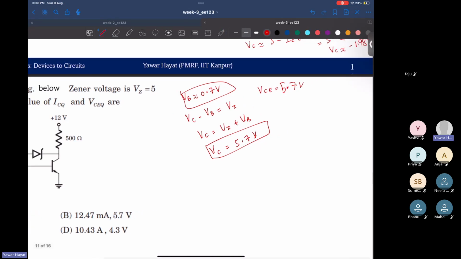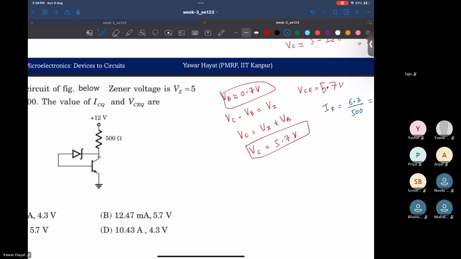Am I right? How much would that current be? It would be 12 minus 5.7 divided by 500. That would be 6.3 divided by 500, and that is 12.6 milliamps. Right? I mean, although this is not exactly what IC is. IC would be this plus this, right? But this much we know.